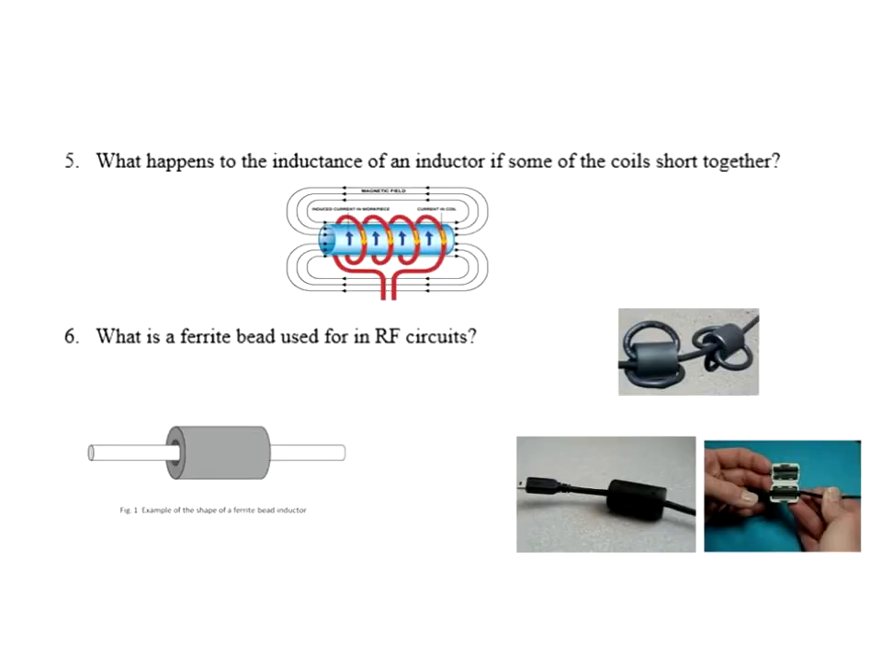Okay, so if you short together some of the turns in an inductor, what ends up happening is you reduce the amount of turns in here. So if any of these get shorted together, you're essentially reducing the number of turns. If I reduce the number of turns, I have less inductance. Also, if I space these coils further apart, if I don't have any shorts, but I space the coils further apart, I'll have less inductance.